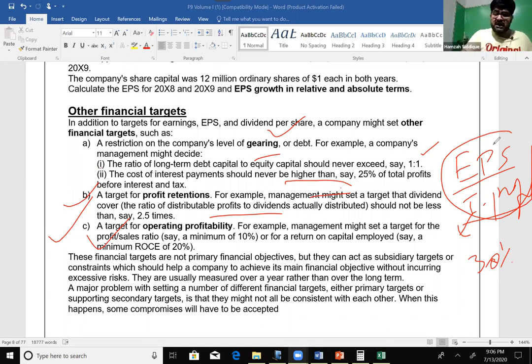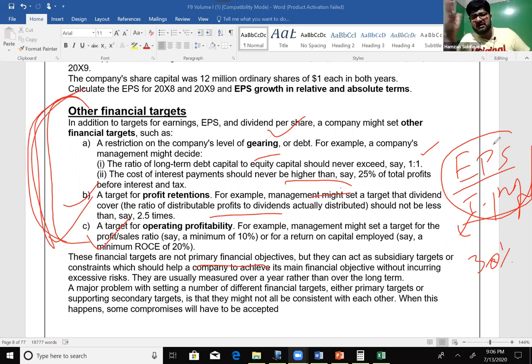These financial targets are not primary. Primary is the shareholders' wealth. These are secondary. These are subsidiary under the umbrella of the main target. You are managing all these, but overall wealth is not increasing. Shareholders will not be happy. It is of no use. So, other financial targets.